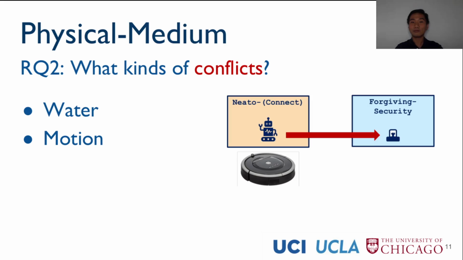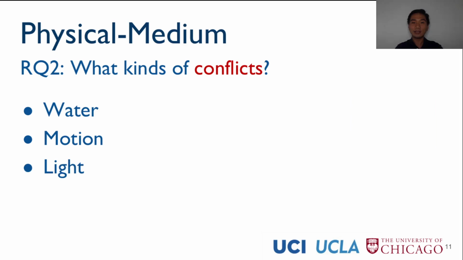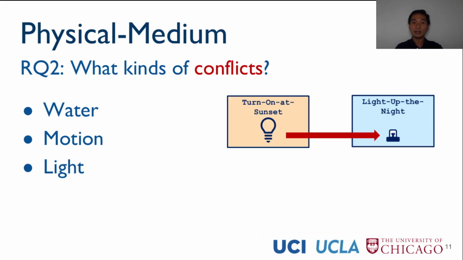When the robot is moving around the house for cleaning, its movement could trigger the motion sensor of the Forgiving Security app that subsequently would turn on the security alarm. In this case, it causes a false alarm. And finally, we found app pairs that conflict through light. In this interesting pair that we discovered, if the light bulb controlled by the Turn On at Sunset app is close enough to the illuminance sensor of the Light Up the Night app, this could disturb the operation of the Light Up the Night app, whose sensor is supposed to detect sunlight, not light from a light bulb.